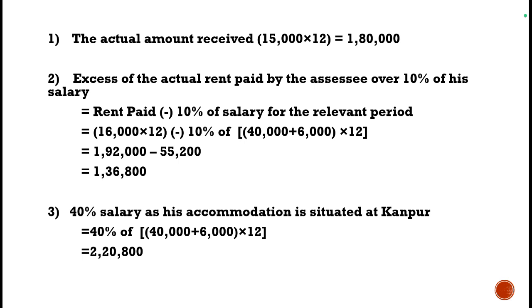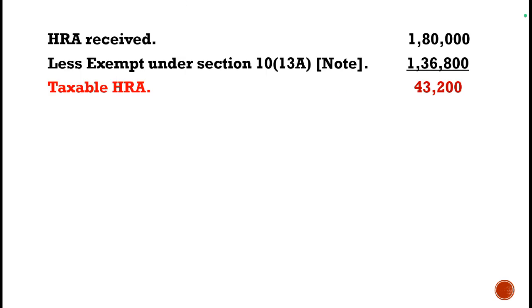The third thing is 40% of salary, as his accommodation is situated at Kanpur, which is equal to 40% of (40,000 plus 6,000) into 12, which is 2,20,800. So we can go to the final answer. HRA received, which is 1,80,000 rupees, less exempt under Section 10(13A), which is included in the note, that is 1,36,800. So the taxable HRA will be equal to 43,200.